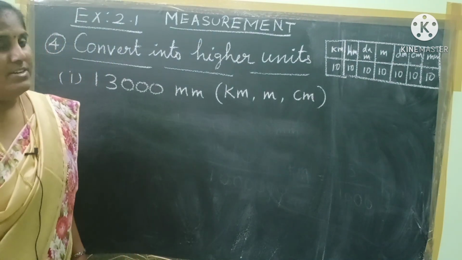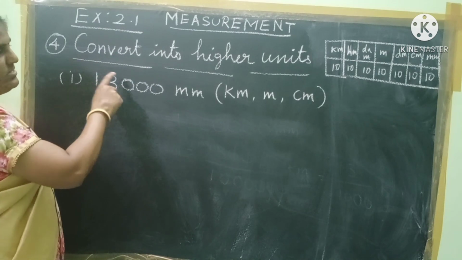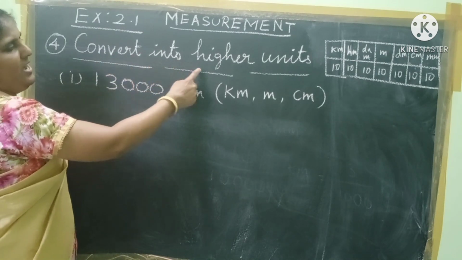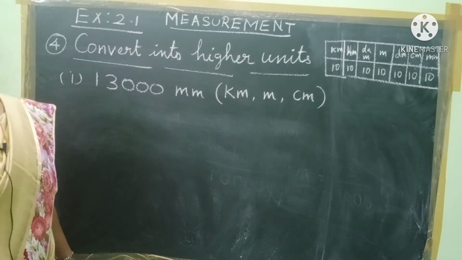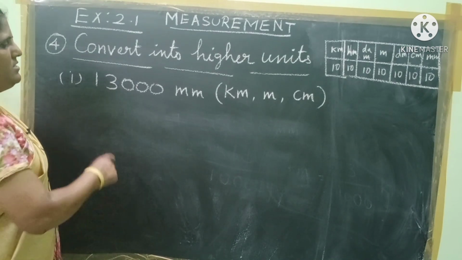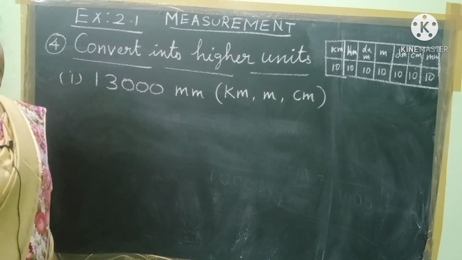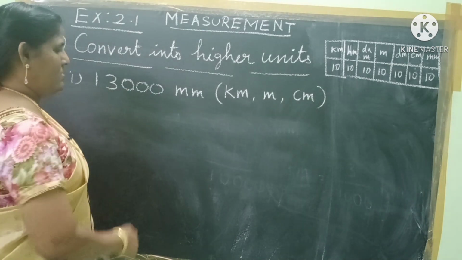Okay, children. Now let us see this. In exercise number 2.1, fourth question. Convert into higher units. Convert into higher units. Okay. Let us see the question. 13,000 millimeter. So what is the question?